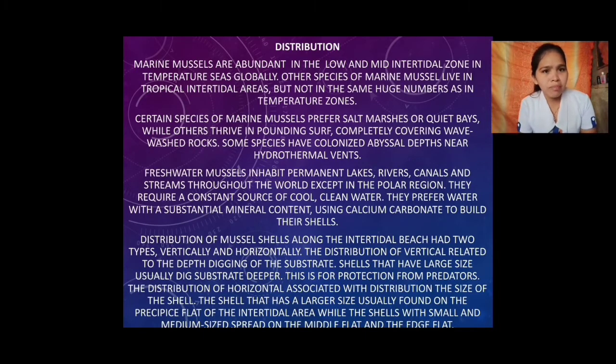Certain species of marine mussels prefer salt marshes or quiet bays, while others thrive in pounding surf, completely covering wave-washed rocks. Some species have colonized abyssal deep near hydrothermal vents.